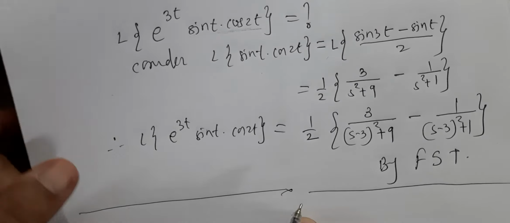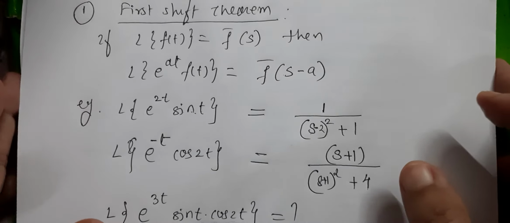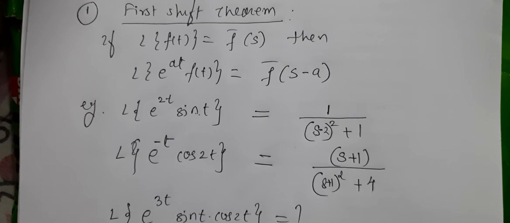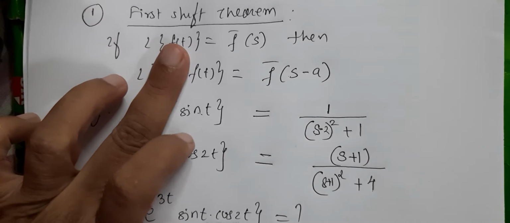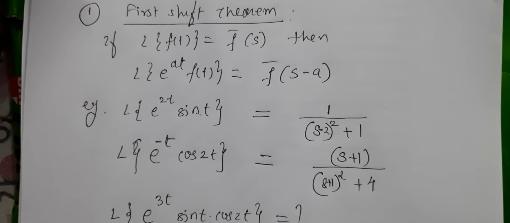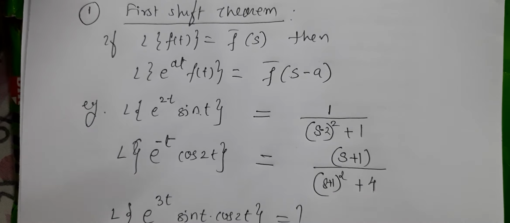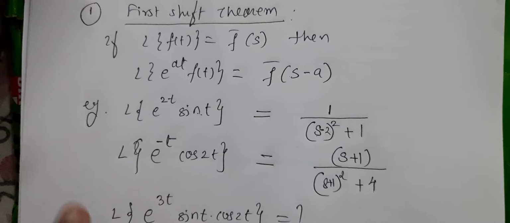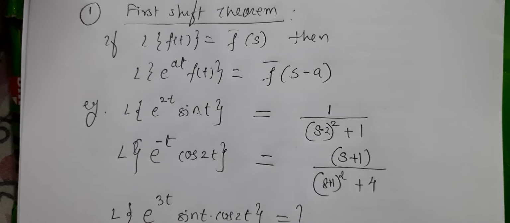So before going for next, I am repeating this. First thing I said, first shift theorem, when to use it? When you have e into some function and its Laplace you need to find out. How to do it? Hide e, find Laplace of remaining. That's what I have done everywhere. And whatever Laplace you get, there replace s by s minus a. Means here it is s minus 2, here it replaces by s plus 1, here replaces by s minus 3. That's it. And this way we can use first shift theorem.